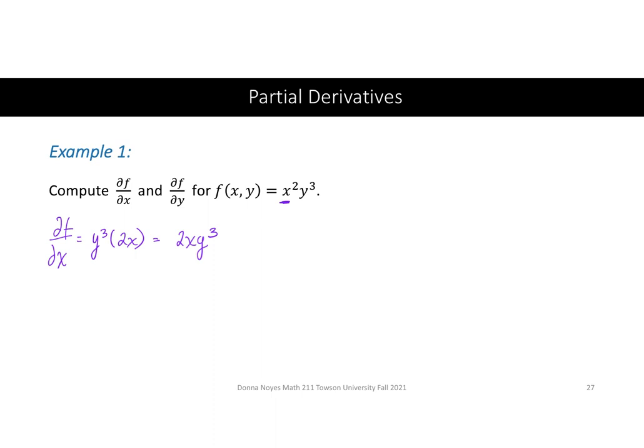Now, on the flip side of that, if we look at the partial derivative of f with respect to y, so del f del y, now anything that is not a y is treated like a constant. So x squared is now a constant, and now we only want to differentiate y cubed with respect to y, which would be 3y squared. So we end up with 3x squared y squared.